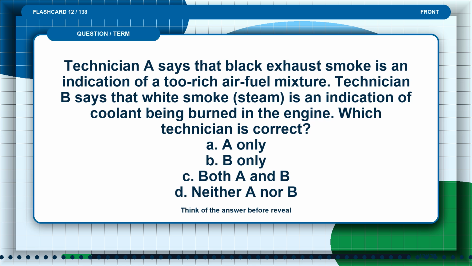Flashcard 12. Technician A says that black exhaust smoke is an indication of a too rich air-fuel mixture. Technician B says that white smoke or steam is an indication of coolant being burned in the engine. Which technician is correct? A only, B only, C, both A and B, D, neither A nor B. Pause and think of the answer before the reveal.